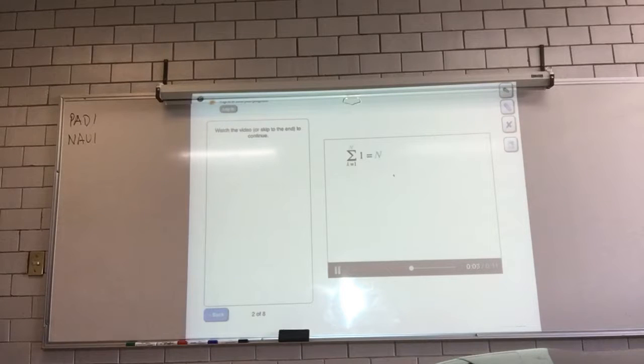n. Next, do you remember the formula for adding up the numbers from 1 to n?